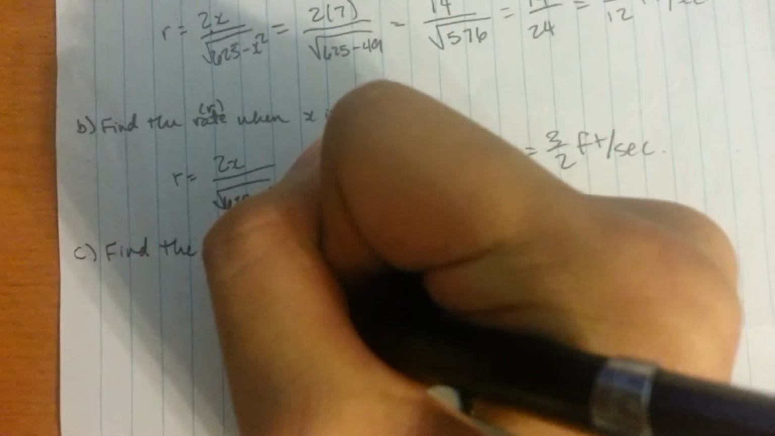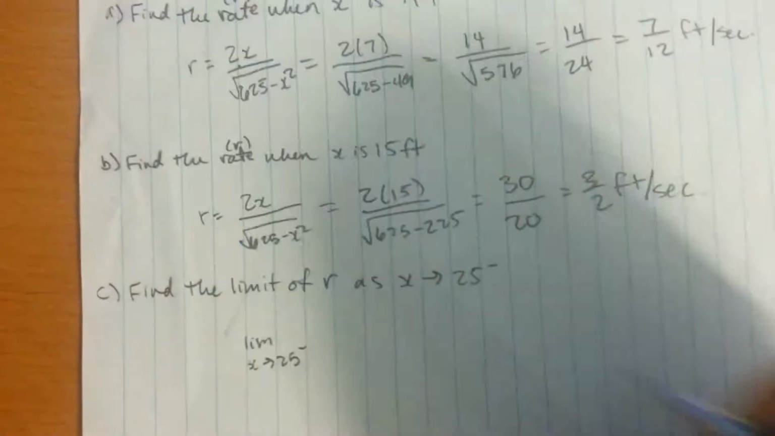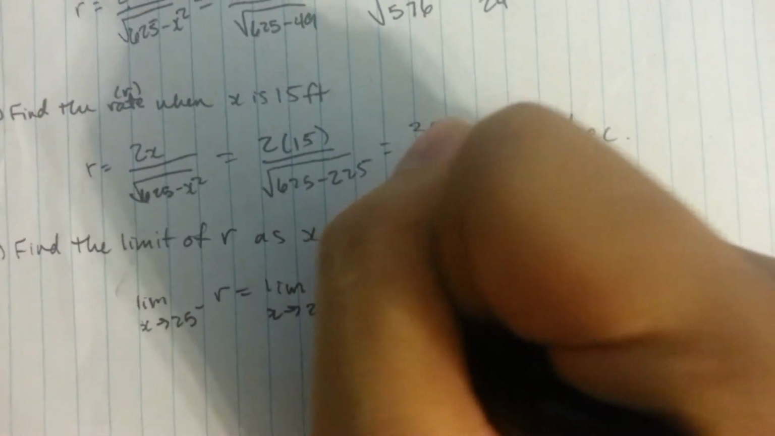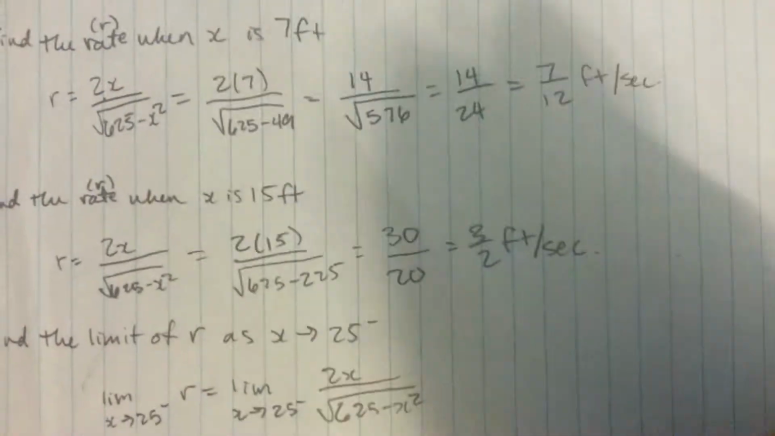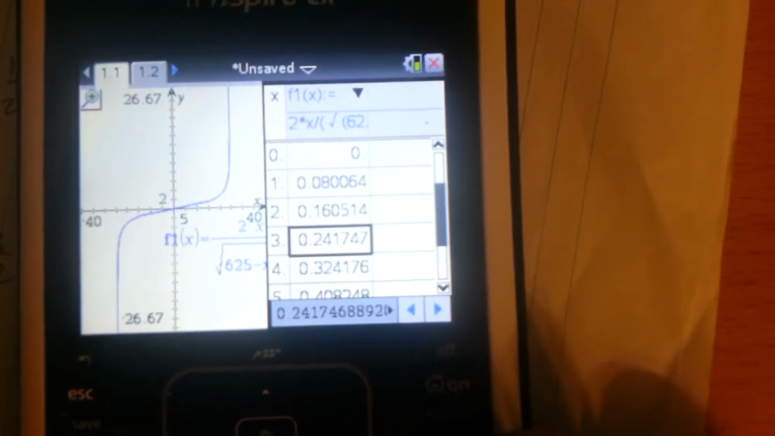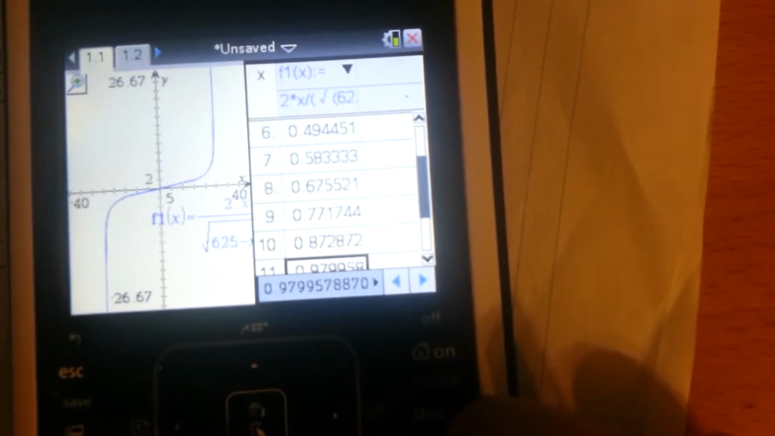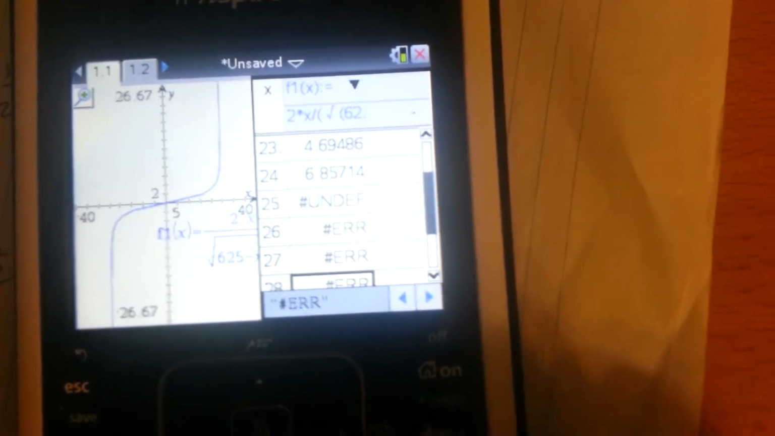So setting this up, the limit as x approaches 25 from the left of r equals the limit as x approaches 25 from the left of 2x over the square root of 625 minus x squared. If you set up a table on your graph, Control T, you get these numbers. You can see that it gives you whole numbers, so you can't really tell whether or not it's going to approach a certain value. But at 25 and over, the graph is undefined.